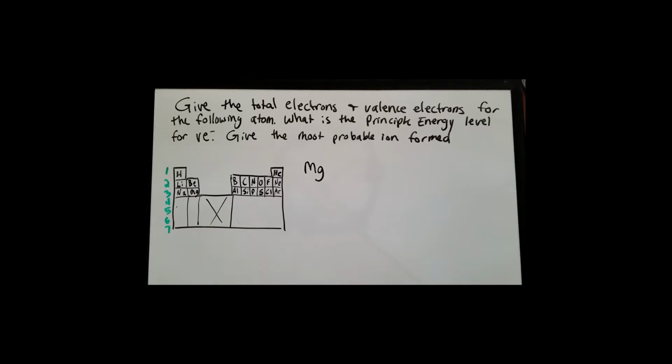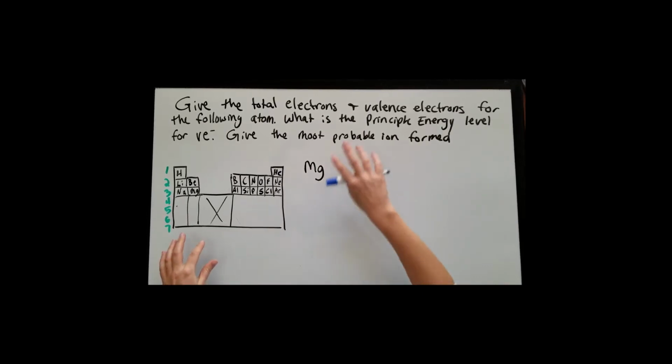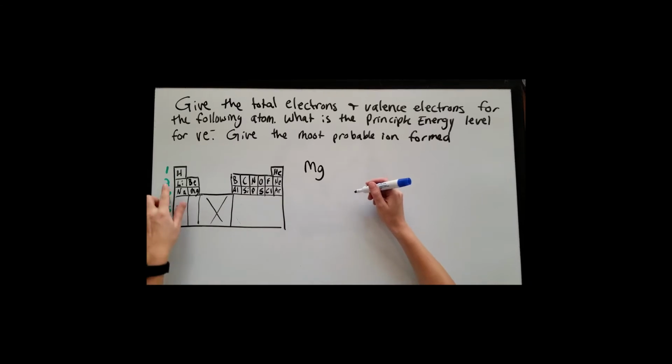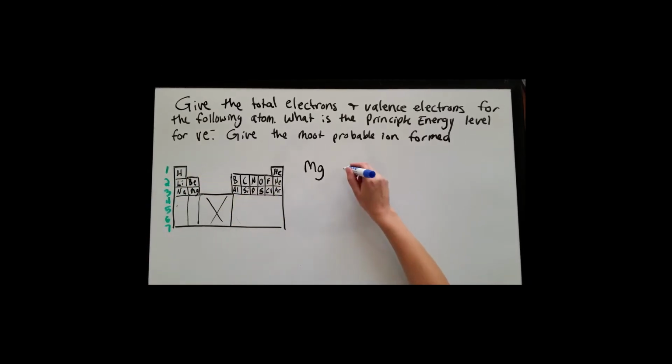So starting with magnesium, I'm going to start by writing its electron configuration. Now, you don't necessarily have to write out the electron configuration to figure out the total number of electrons, but it's going to help us answer the other questions as well, and I want to tie everything together. So a little practice with electron configuration.